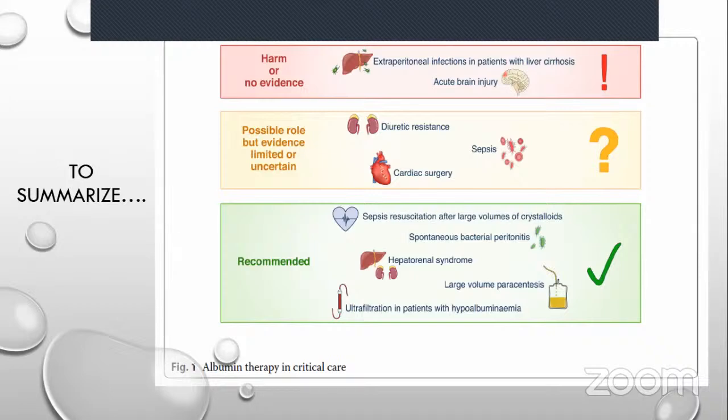Now, in spontaneous bacterial peritonitis, yes, we have seen cirrhosis with ascites and spontaneous bacterial peritonitis, albumin will help a lot. Then hepatorenal syndrome, particularly type 1. Then large volume paracentesis, where you're removing more than 5 liters, you replace 5 to 8 grams per liter removed. And then ultrafiltration in patients with hypoalbuminemia.